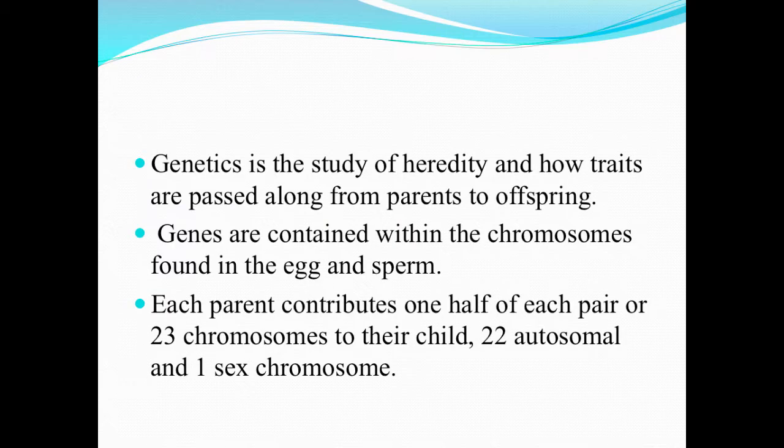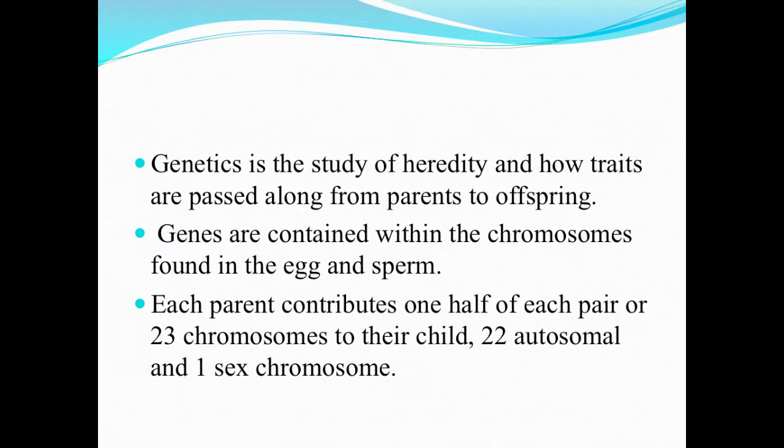So genetics is the study of heredity and how traits are passed along from parents to offspring. Genes are contained within our chromosomes that are found in the egg and sperm. Now, when we went over the reproductive system, we know that females produce a reproductive gamete called eggs, and males produce a reproductive gamete called sperm. Well, we know that we get our genes from our parents, but did you realize that everybody is exactly 50% their mom and 50% their dad? The 50% of DNA that you get from your mom comes from the egg, and the exact 50% of DNA that you get from your dad comes from the sperm.